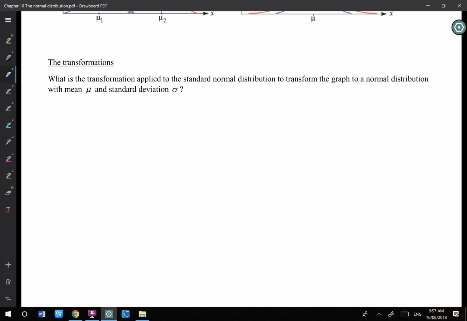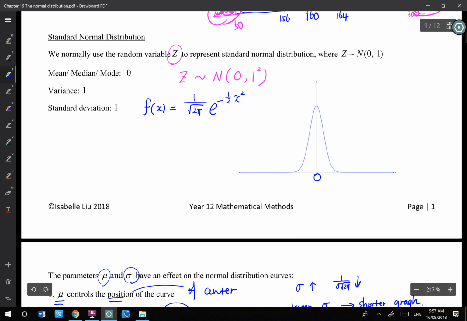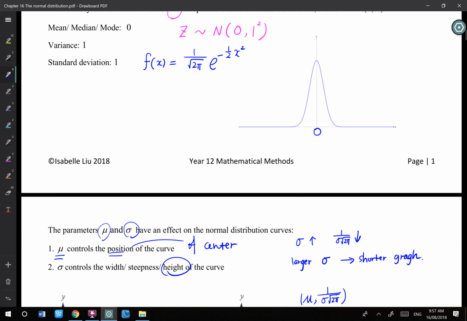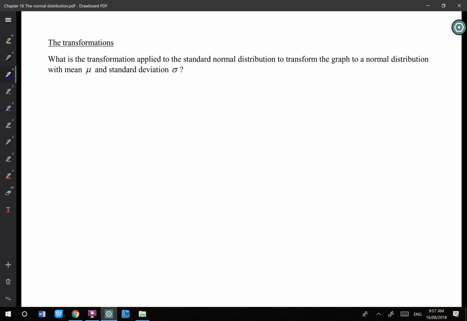Okay, let's think about transformation. A standard normal distribution looks like this. It's a very thin graph. But then we can transform it to the blue one or the red one. It could happen: stretch it this way, make it shorter, and then move it. So what we're trying to see is what transformation is applied to the standard normal distribution to transform the graph to a normal distribution with mean mu and standard deviation sigma.